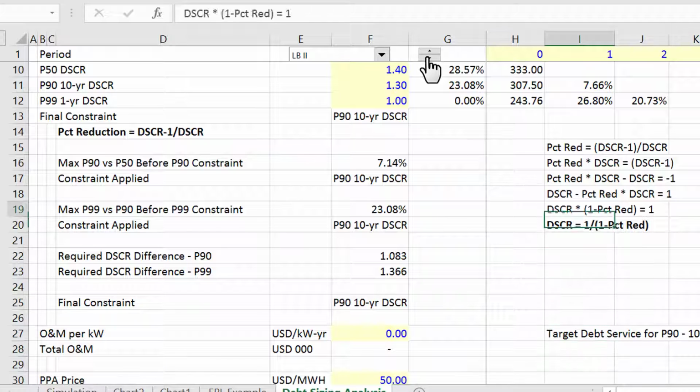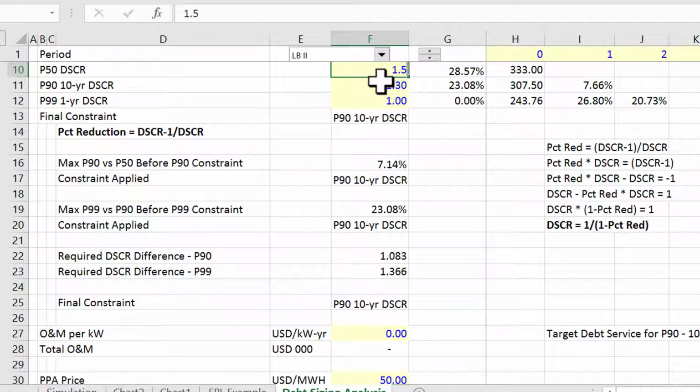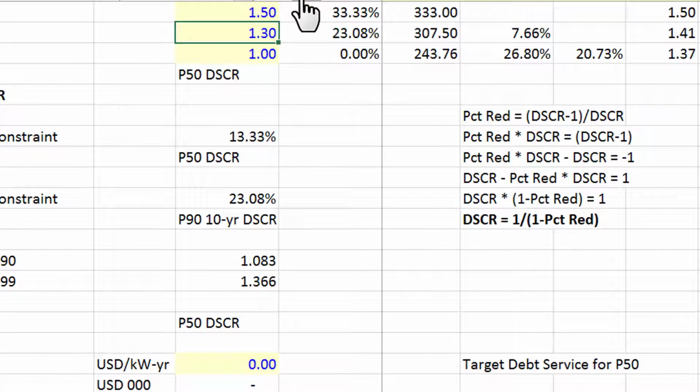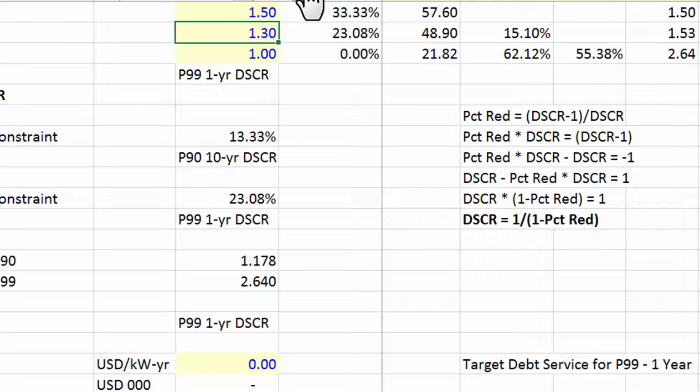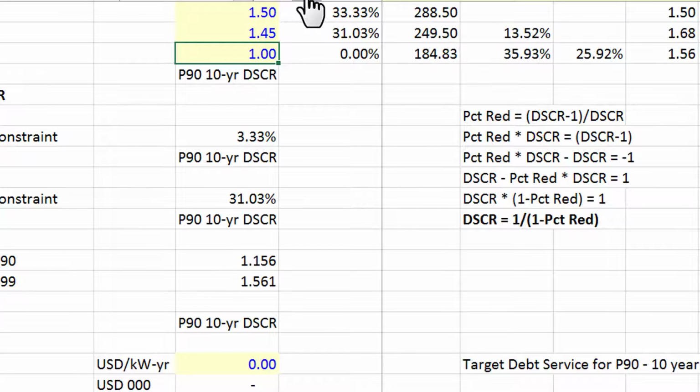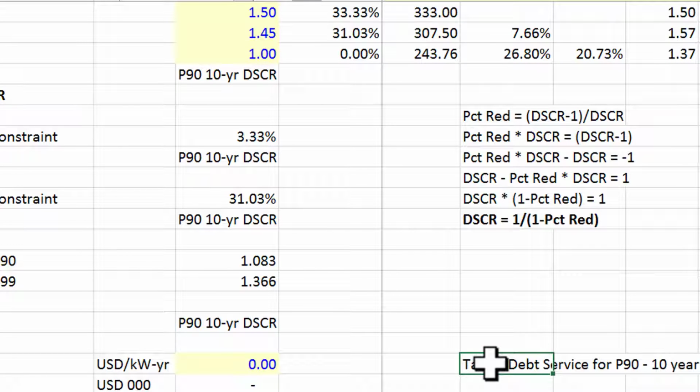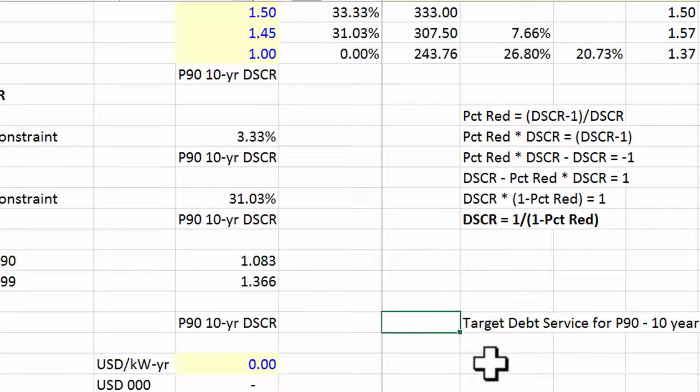Now let's do a little different constraint. Let's put 1.5 in, and now we're getting P50 and P99. Let's put 1.45 in for this one. And we should get some, at least with some to P10, okay? And if you're comparing these two, they should be the same. Perhaps I should move this up here and even over here, okay?